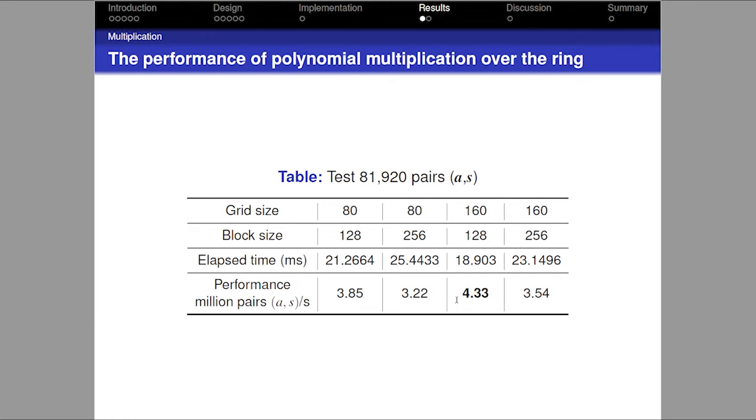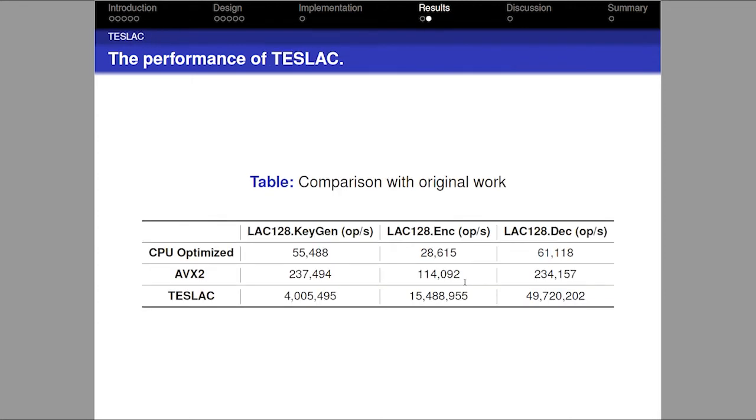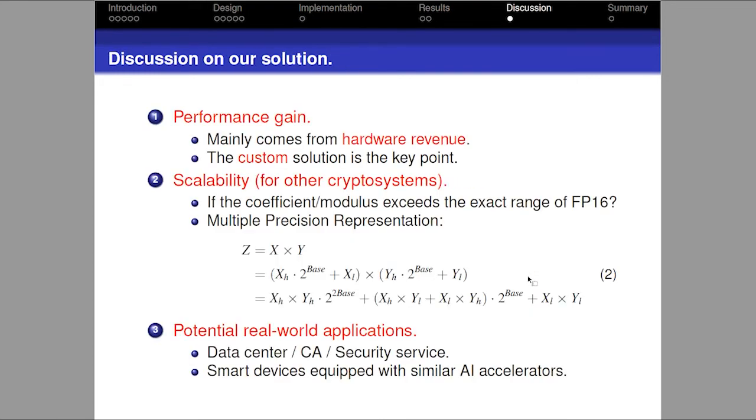Here come our evaluation results. The performance of polynomial multiplication over the ring can reach more than 4 million operations per second. When compared with the submission work, TESLAC can obtain a speedup of about 200 times. The performance gain mainly comes from the hardware advantage. While we wanted to stress that the customized solution is the key point.